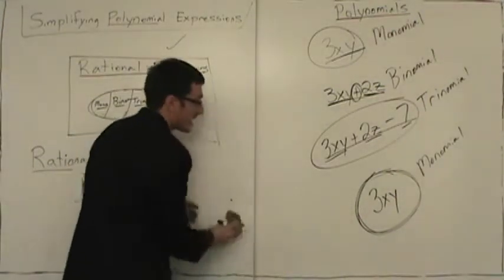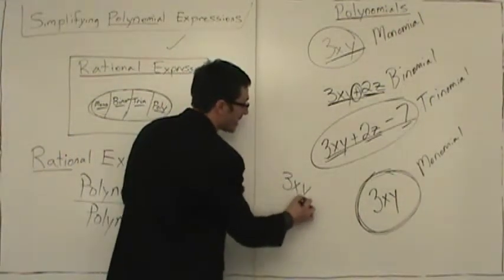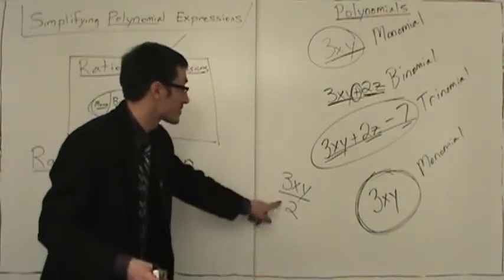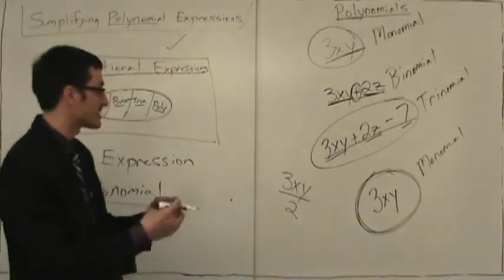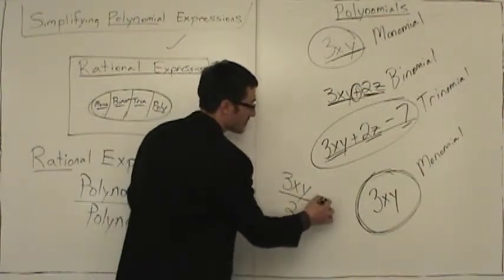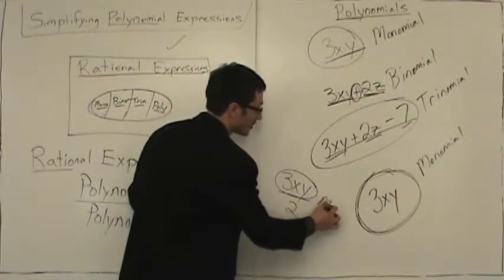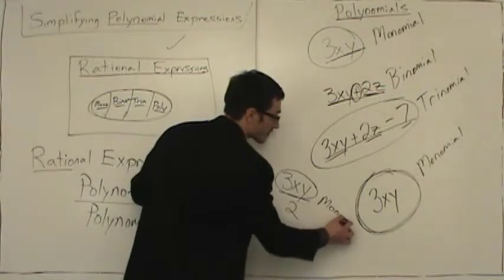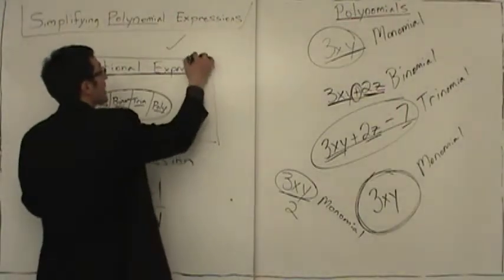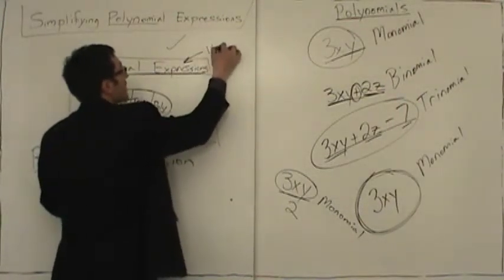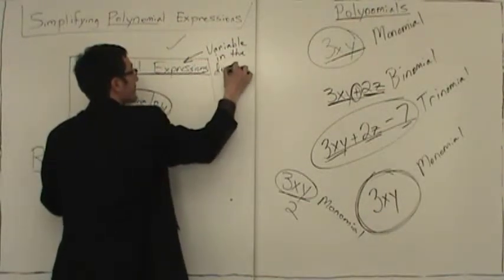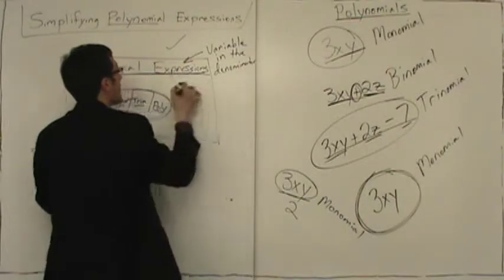All right, now, what if I write 3xy over 2? Question, is this a rational expression? Yes. But can you be more specific? Yes. So you're not going to call this a rational expression on a quiz. You will call this a monomial. Why are you calling it a monomial when there's a denominator of 2? The rule is this. When do we call it a rational expression? We name it a rational expression when there is a variable in the denominator.